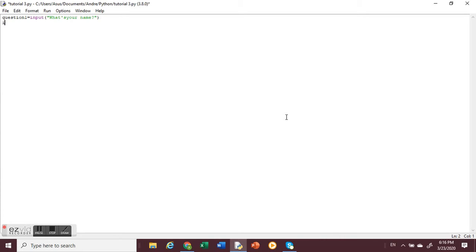Okay, and then this one, if question1 equals, remember there are two equal signs. The question1 equals Tom, but remember the colon. Then this is another function called print. Print hello Tom.